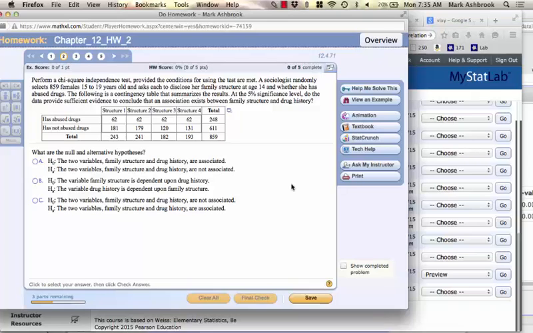So for our null hypothesis for the chi-squared, it's always going to be that they are not associated, they're independent. Okay? So that would be this one. And then the alternative would be that they are associated. So either they're not associated or they're independent. That's the null.